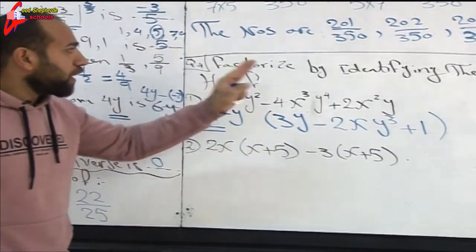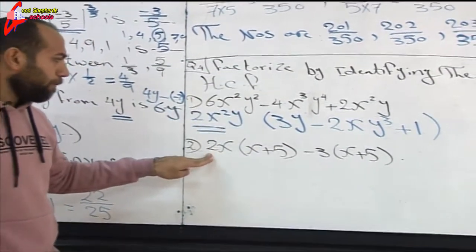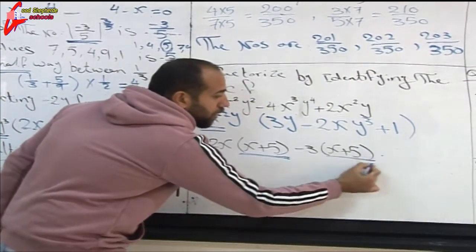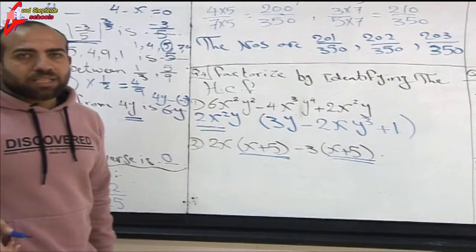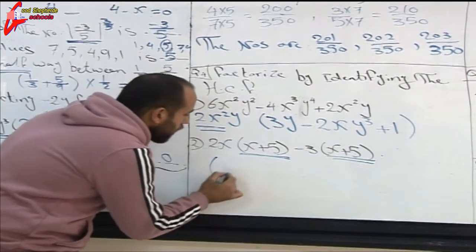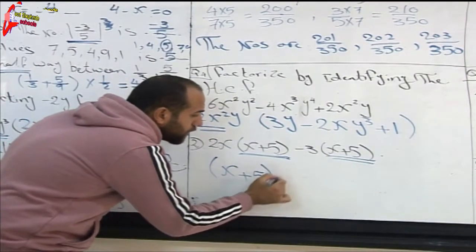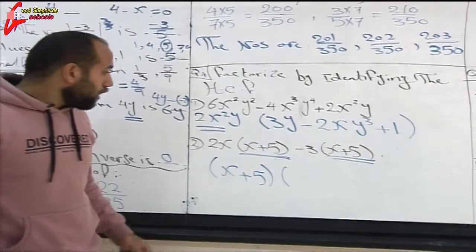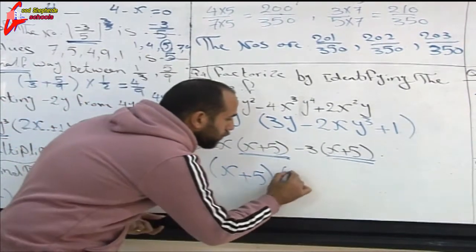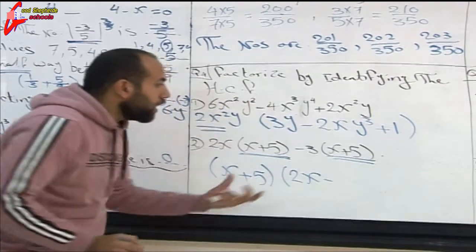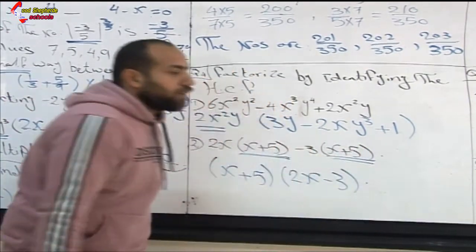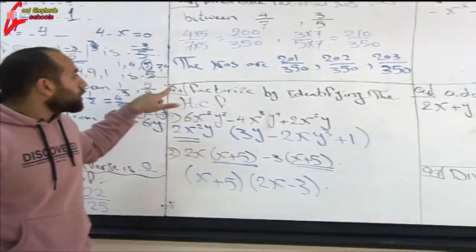In the same question, factorize by taking out the HCF. Now look, we have a repeated bracket. This is the second type in HCF. If you have a repeated bracket, take it out. x plus 5. Then open another bracket. When we take x plus 5, you have to write 2x minus. Take x plus 5 out. Drop negative 3. Now we have finished question number 4.